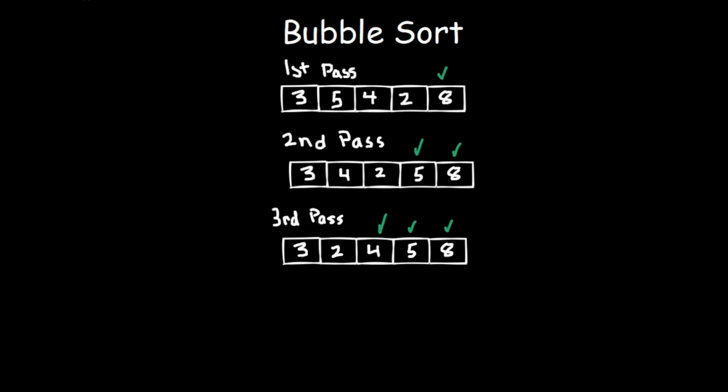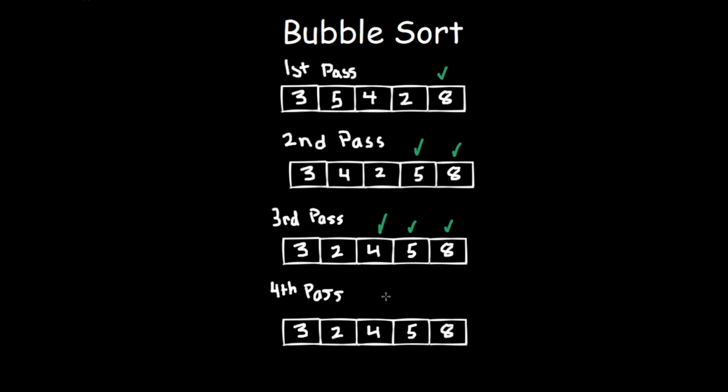Now let's do our fourth pass. Now we know these 3 elements are in the correct position, therefore we only have to run this algorithm for these first 2 elements over here. Let's go ahead and do that. Let's compare 3 and 2. 2 is less than 3, so 2 should be swapped with 3, so the lesser item is on the left.